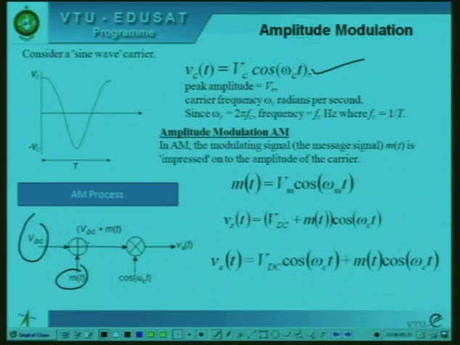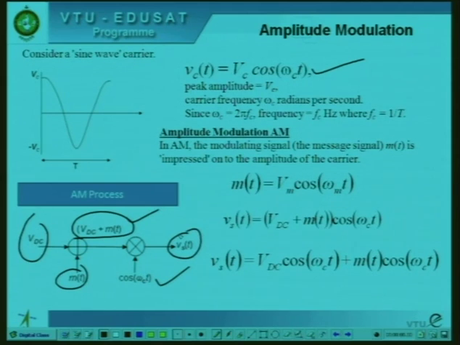Now, the output of this addition process is VDC plus m of t. Let us understand what the advantage of this is. VDC is a DC signal and m of t is the modulating signal. When we add the DC signal with the modulating signal, we get an output called VDC plus m of t. Now, this VDC plus m of t is going to be multiplied by the carrier signal cos of omega ct, and the output we get is called the amplitude modulated data.